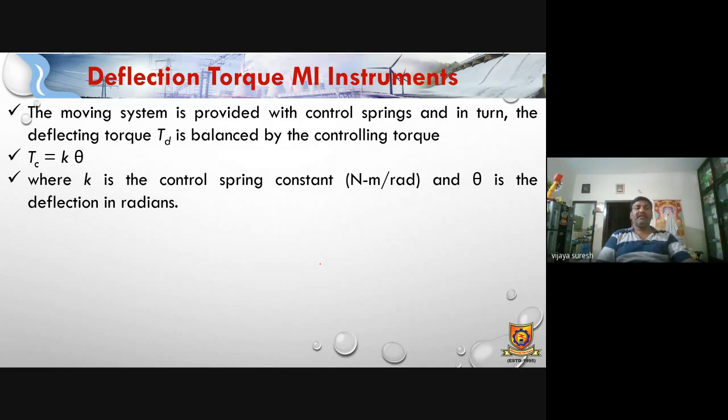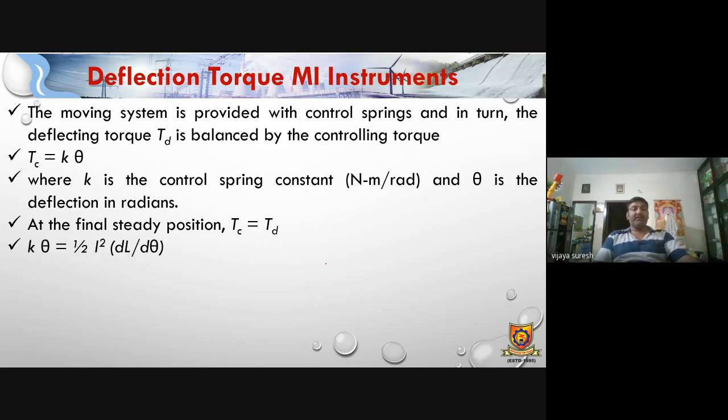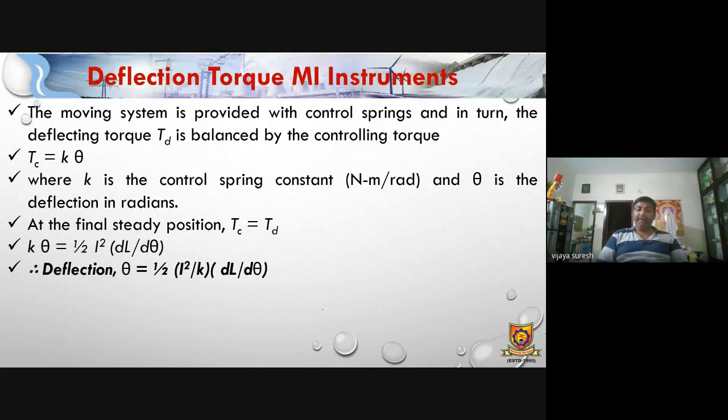As we know, the controlling torque is Tc equal to K theta, where K is the spring constant and theta is the deflection in radians. At the final deflection position, the controlling torque is equal to the deflection torque, so Tc equal to Td, and Td is half into I square into dL by d theta. So the deflection theta equals half I square by K into dL by d theta. Here you can observe theta is proportional to I square. Earlier we said Td is proportional to I square; now we are saying theta is proportional to the square of the current. So as the current squares, the angle of deflection will change accordingly.